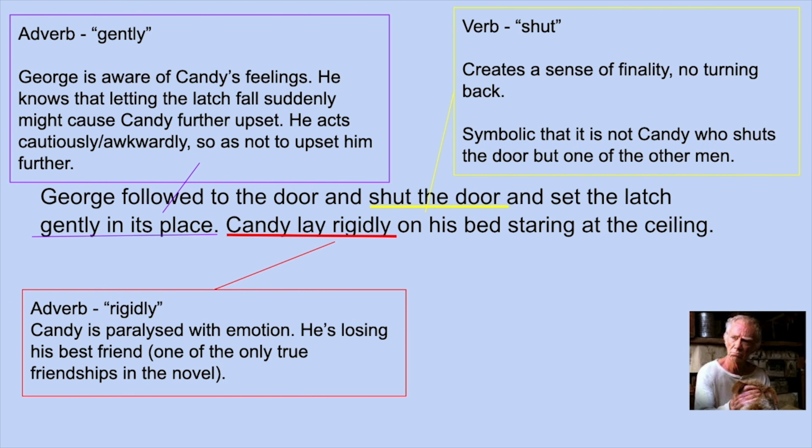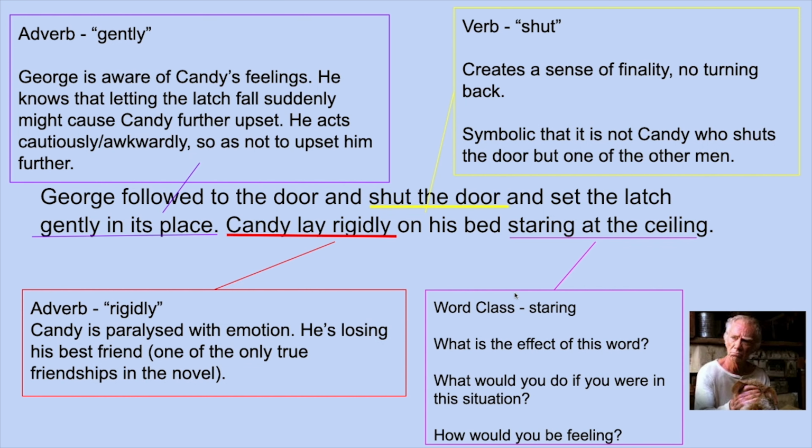Okay, so we've looked at how George acts in that first little bit. Now we're going to look at Candy. "Candy lay rigidly on his bed, staring at the ceiling." So that adverb "rigidly" means really stiff, really straight. He's not moving a muscle. So Candy is paralysed with emotion. He's losing his best friend, remember.